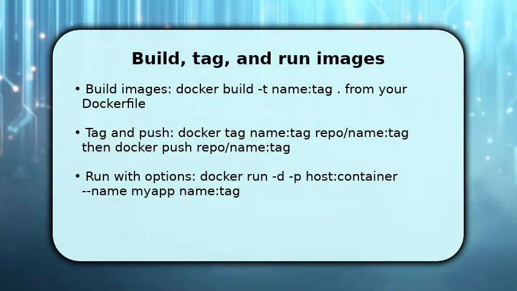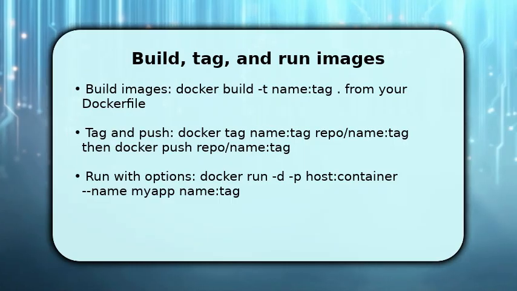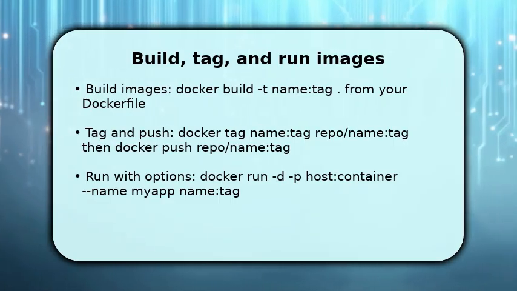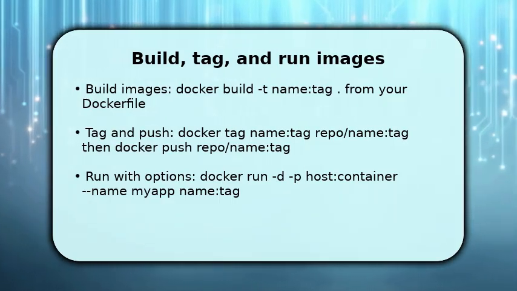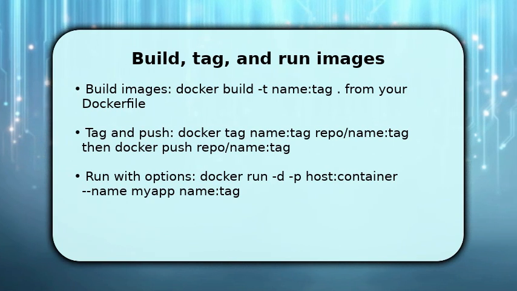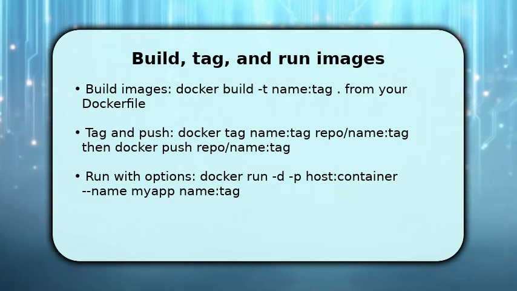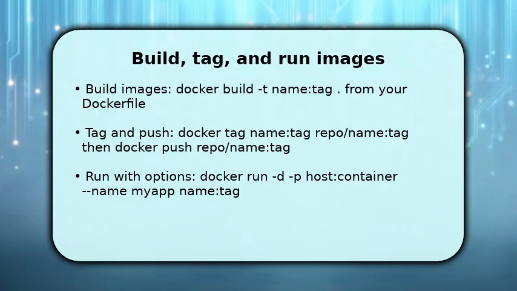For runtime, use docker run -d -p 8080:80 --name web app:latest to detach and publish ports, include -v mounts for persistent state. If you need to inspect, docker logs and docker exec let you view and interact with containers.